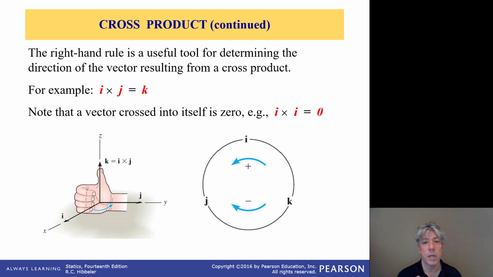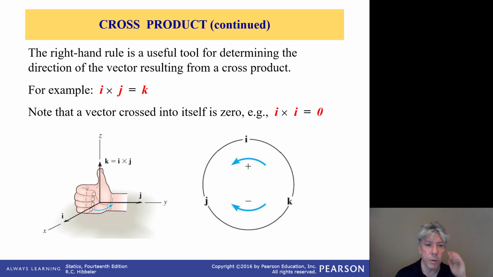Or if you have two vectors that are different size crossed with each other, as long as they're pointing in the same direction, you will still get 0. So any two vectors that point in the same direction, the cross product of that is always 0. That's a useful thing to know. We'll use that in example problems.